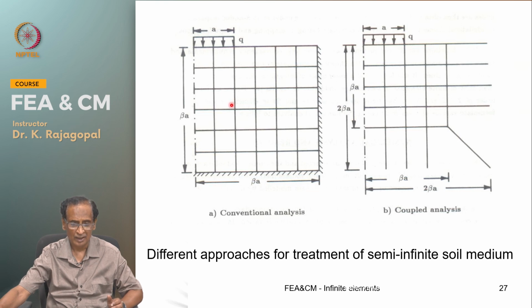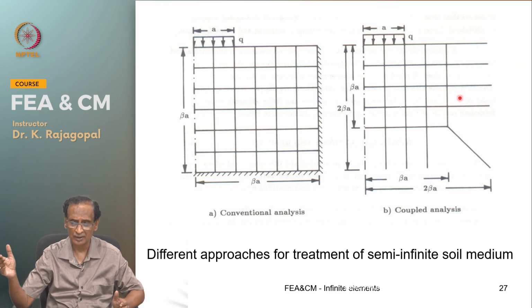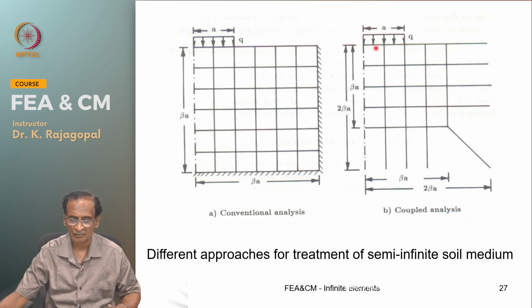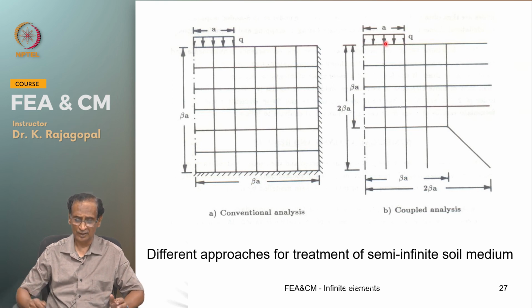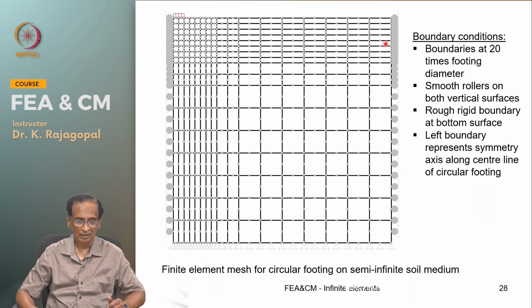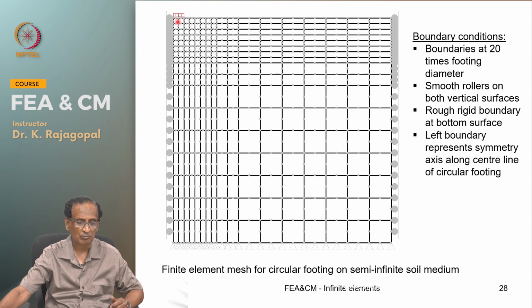So, here we have two meshes. One is purely a conventional mesh with finite elements, whereas the other one is called a coupled analysis, where you have a region with finite elements and then another region with infinite elements. And let us say that we connect the infinite elements at a distance of beta times the radius of the footing or half width of the footing. And this is one typical finite element mesh, where your footing is here, but your domain is very large.